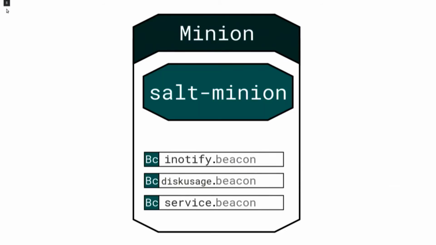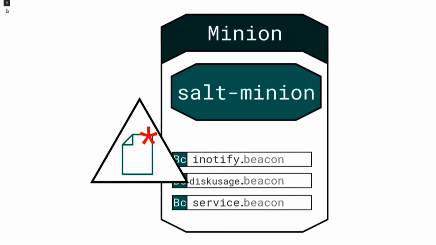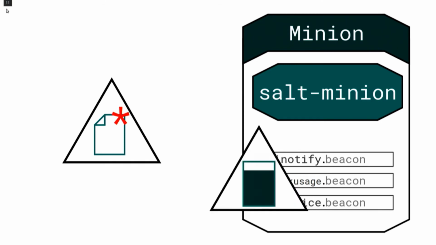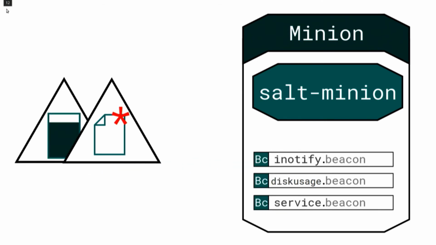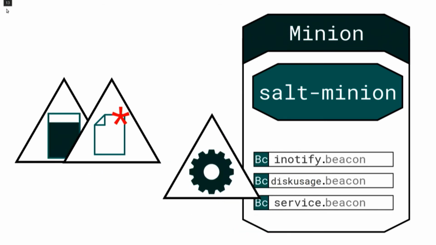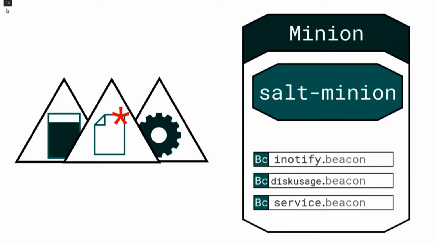So as an example, we've got a minion that's got all three of those configured. It has a file that you wanted to watch that gets created. It sends an event saying, hey, you want to know, file got created. Disk starts filling up. It sends an event saying, hey, you wanted to know, this disk is filling up. Service dies. It says, hey, you want to know, service died. The beacons have gone out.